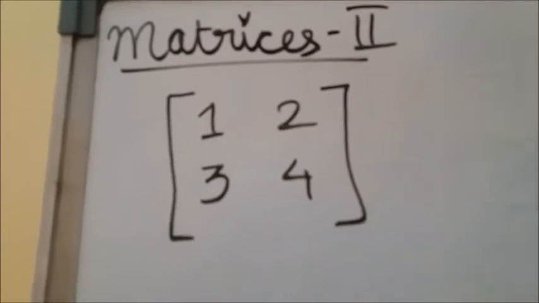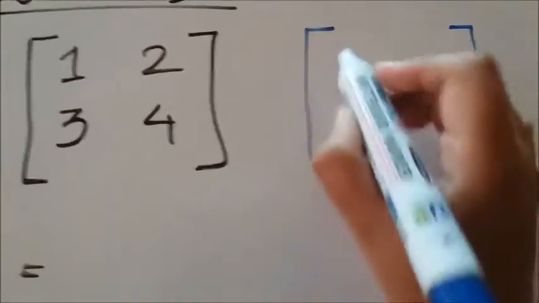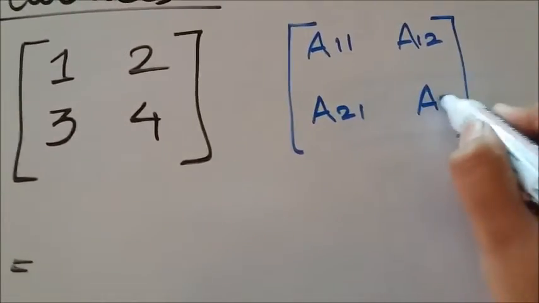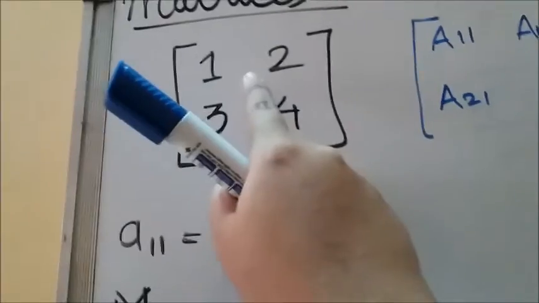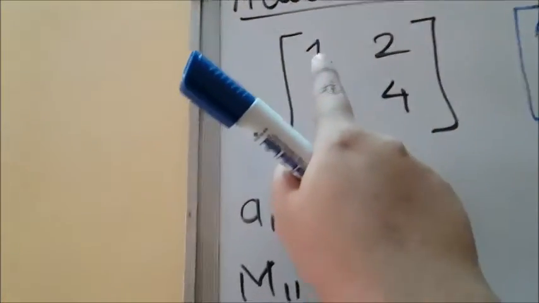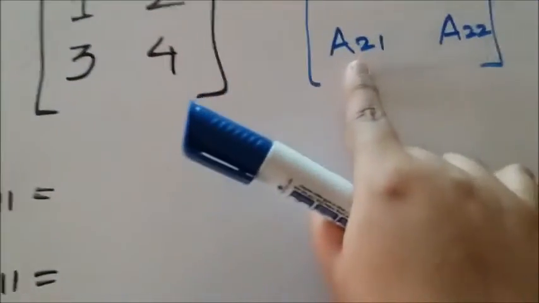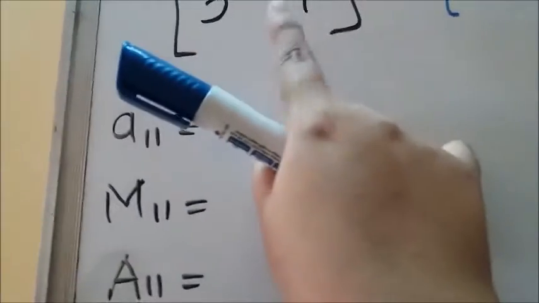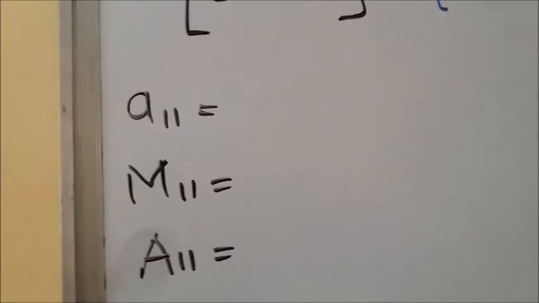Here is my basic 2x2 matrix. I can write it down as A11, A12, A21, A22. How? See, this one is at the place of first row and first column, correct? Now this one, 2, is at the place of first row and second column, so A12. Now here instead of 3 I have written A21. Why? Because it is at the place of second row and first column, same for the number 4, that is second row and second column. Now I have written here the basic stencil of how I have to solve the cofactors.